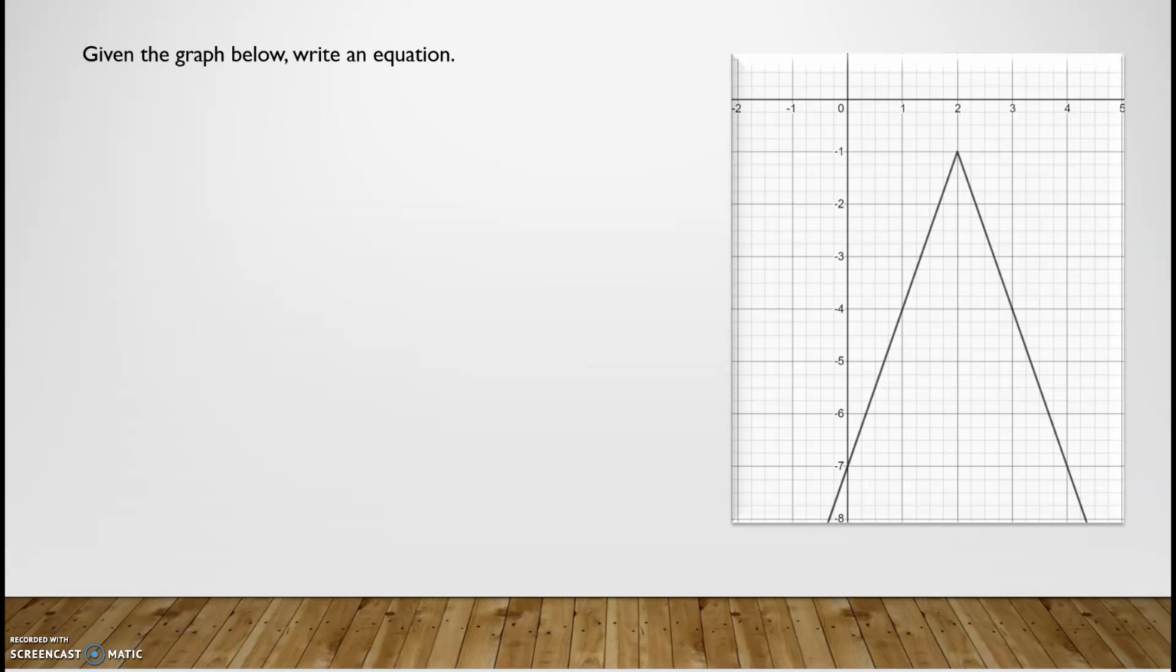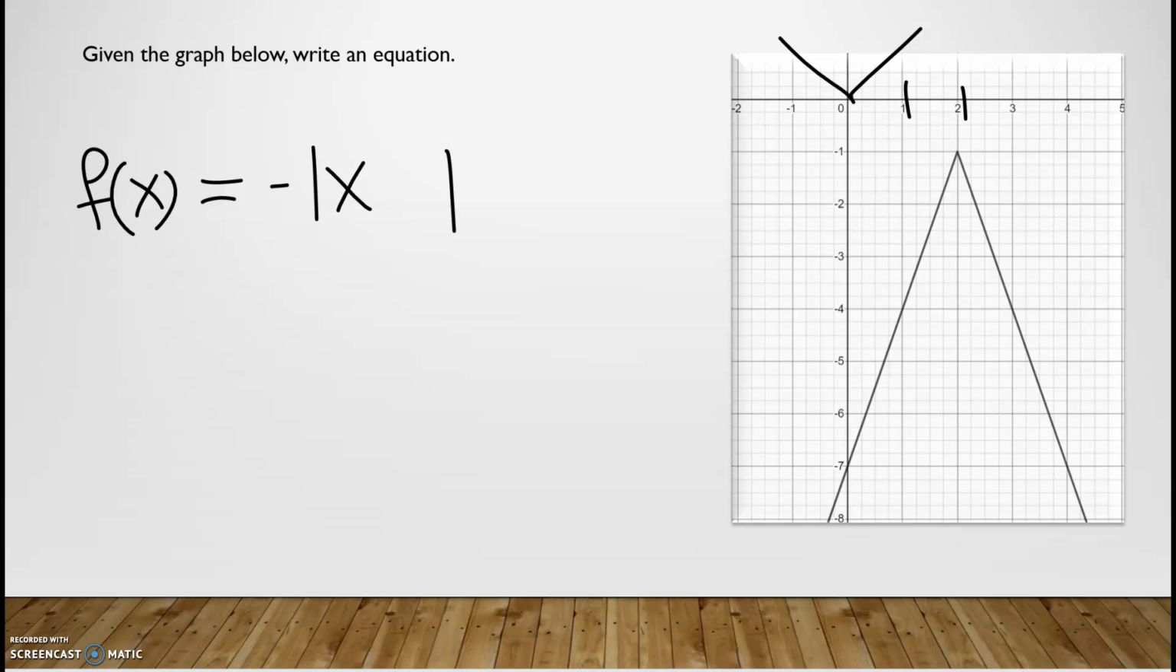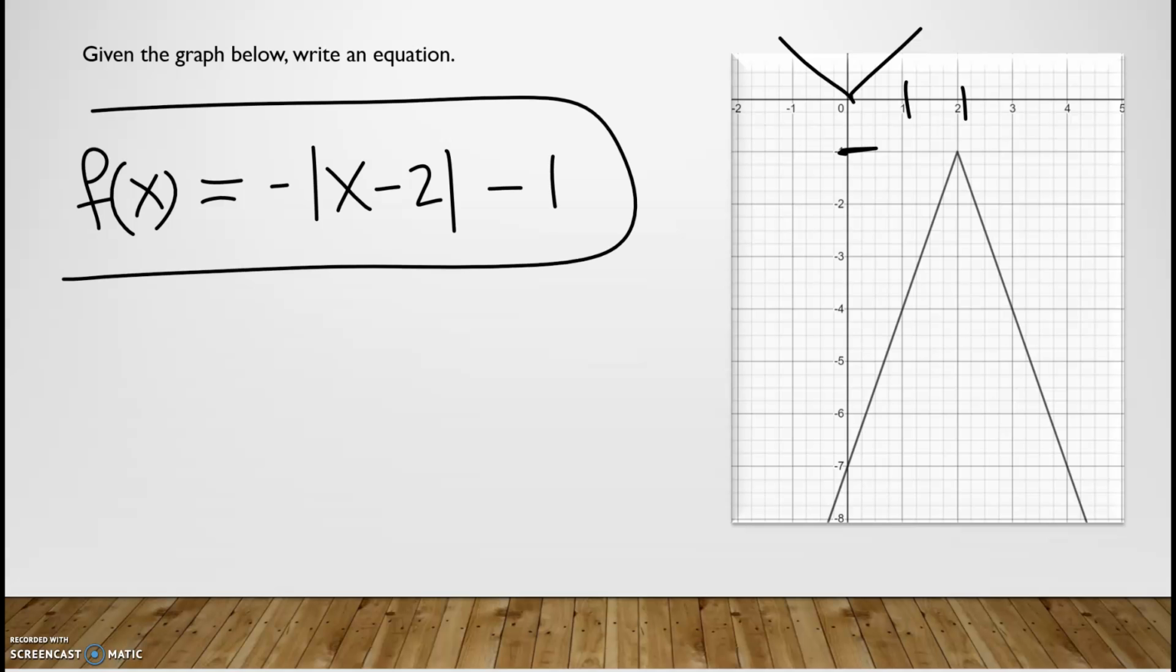So let's look at this one. Given the graph below, we're going to write an equation for it. So notice we know that it starts at 0 and it goes upward. This one looks like it's been flipped over, so we know that it's going to have a negative in front of the absolute value. And then notice it has gone to the right 2 units, so that's going to be x minus 2. And then it scooted down 1 unit, so minus 1. And this would be our equation for this graph right here.